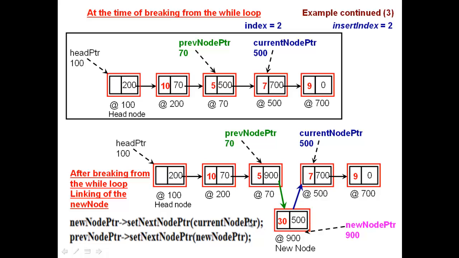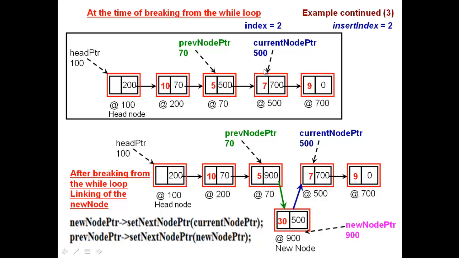The new node's next node pointer has not yet been set up. We just set up its data. So now we can set up the next node pointer for the new node. How? Using new node pointer arrow set next node pointer, because you see previously the list is 10 5 7 9. We want to make it 10 5 30 7 9. So following 30, the next data we want in the list is 7, and that's the node currently pointed to by the current node pointer. The current node pointer is at index 2, and that's the index where we really want to insert. So the node currently pointed to by the current node pointer becomes the node next to the new node that we are inserting.